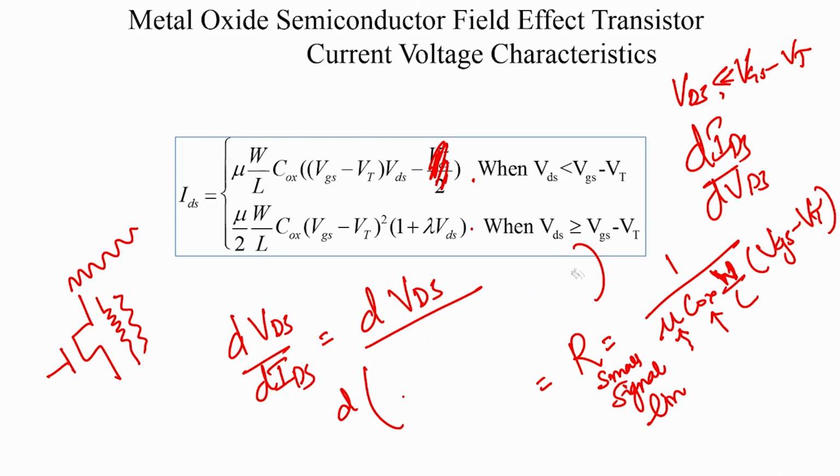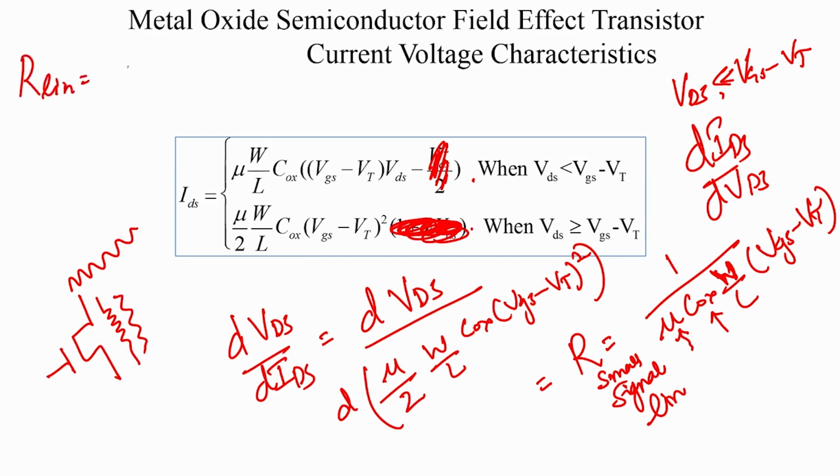So, what is dVds by dIds in saturation? Let us say the MOSFET does not have channel length modulation, let us ignore that. Now, let us write the linear equation first. Let us just keep it aside. So, that is 1 by mu Cox W over L into VGS minus VT, that is the linear small signal.